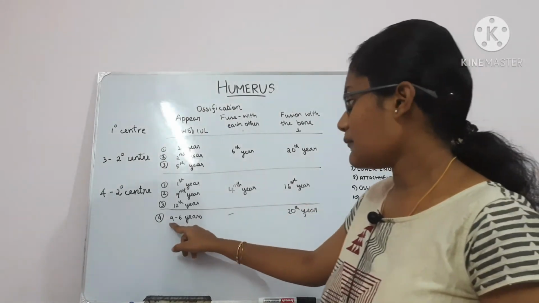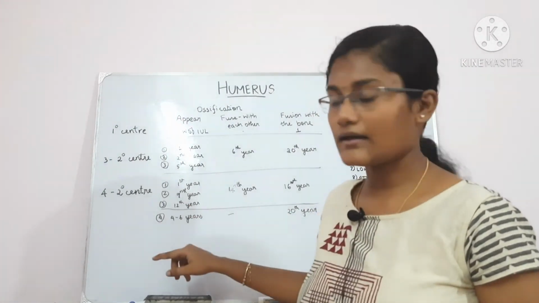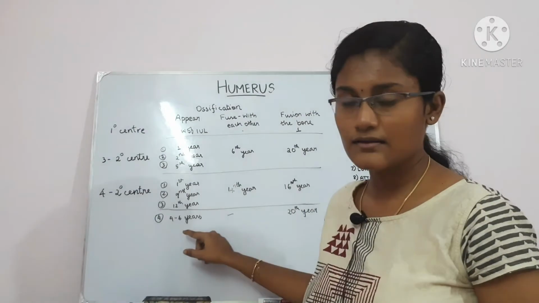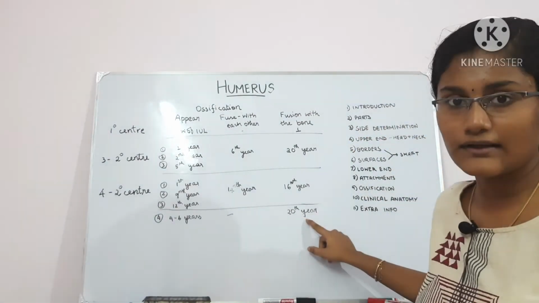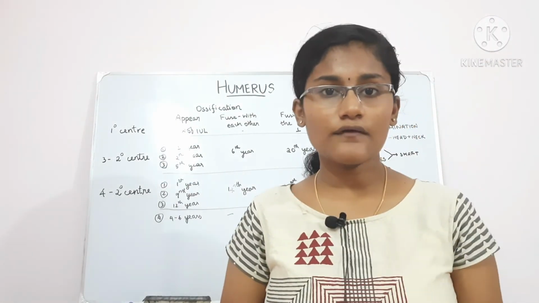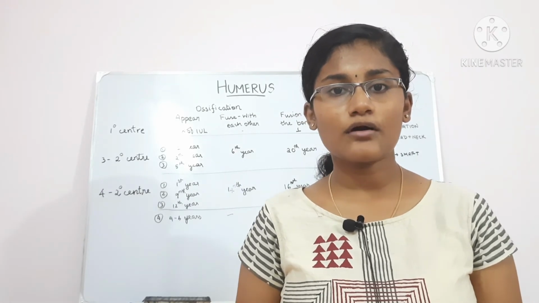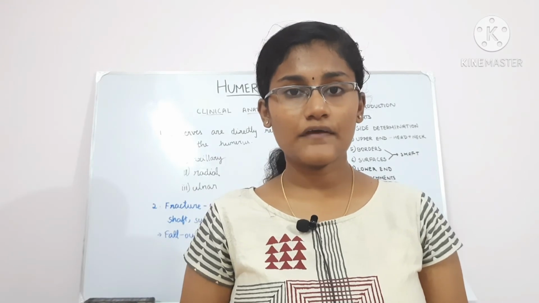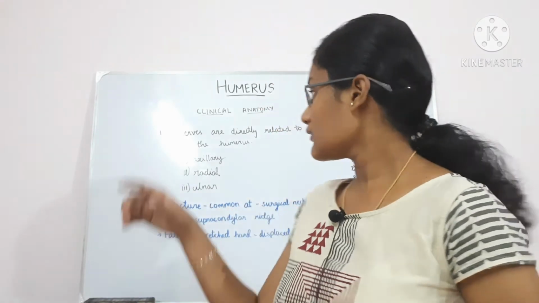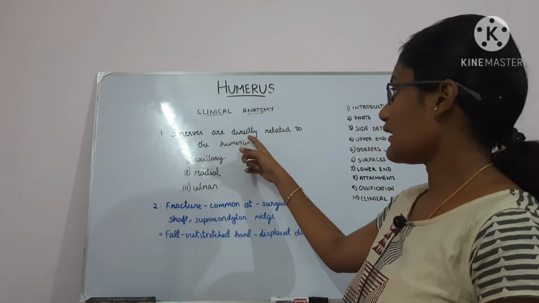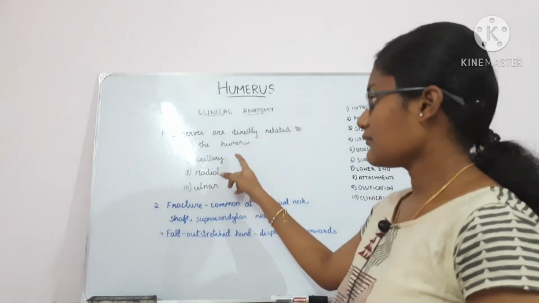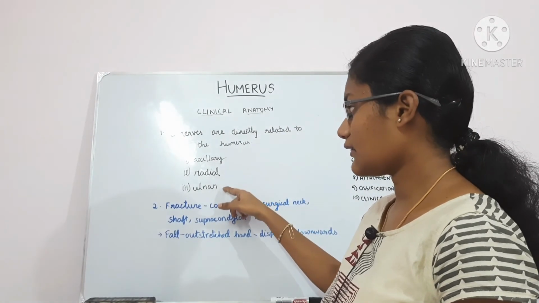Okay, and the medial epicondyle has a center which appears in the 4th to 6th years, and it fuses with the bone at the 20th year. So that is all about the ossification of the humerus. Now let's move on to the clinical anatomy of the humerus. In the clinical anatomy of the humerus, we have 3 nerves that are directly related to the humerus, that is the axillary, radial and ulnar.